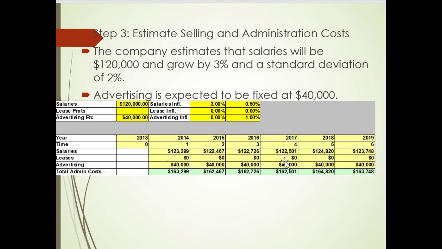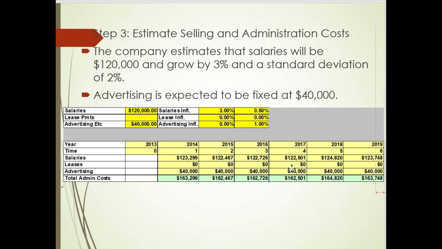What about estimating selling and administrative expenses? Again, we need to have some forecasting. Again, 120,000 is what we're going to pay for salaries. Here's the growth and standard deviation of that.